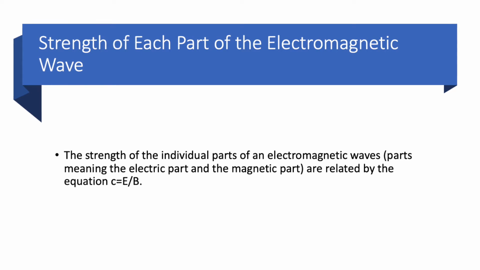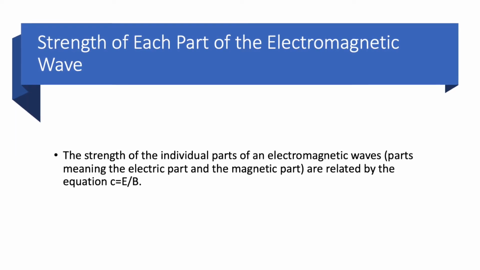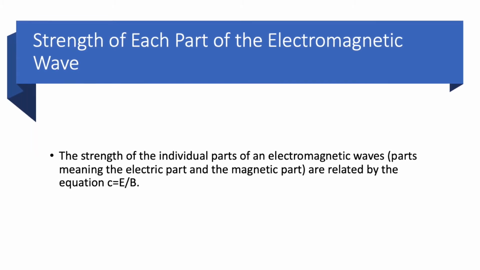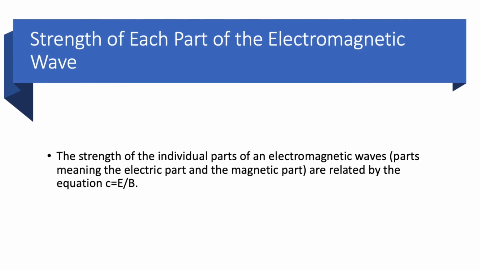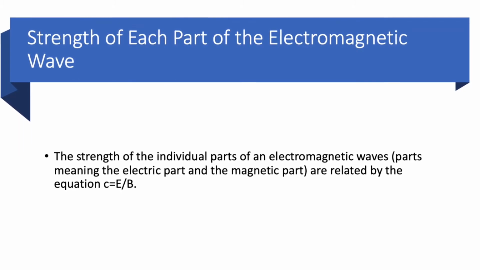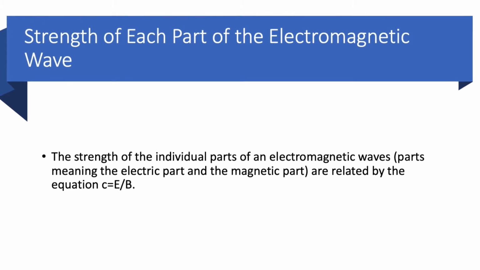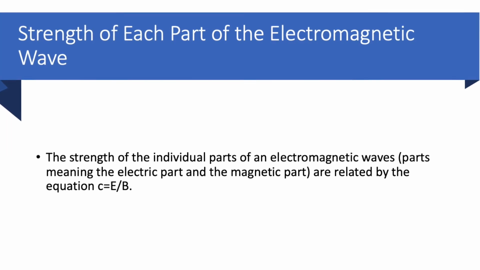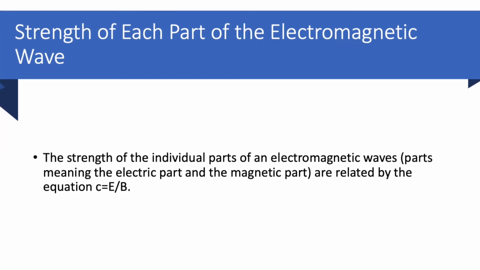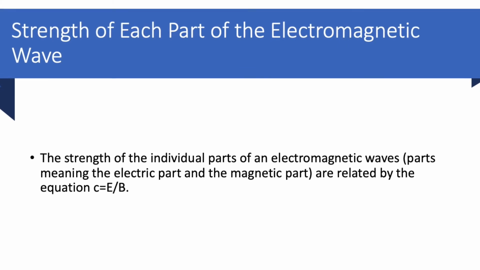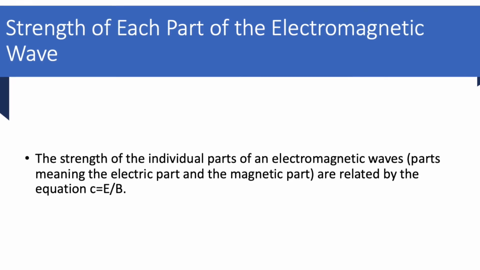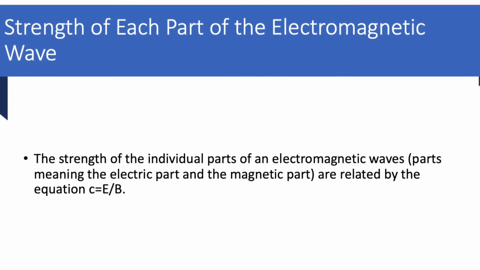So the strength of each part of the electromagnetic wave, meaning the electric part and the magnetic part, are related by the equation: the speed of light, c, equals the electric field, E, divided by B, which is the magnetic field. From this equation, we can deduce that magnetic field strength is very weak compared to electric field strength, because when you are dividing to get as large a number as the speed of light, which is 3 times 10 to the 8th, your numerator must be incrementally larger than your denominator. Thus, we know that electric field strength is a lot greater than magnetic field strength.